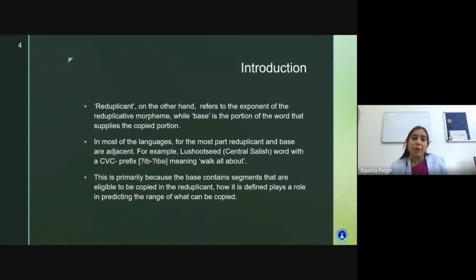This is primarily because the base contains signals that are eligible to be copied in the reduplicant. How the base is defined plays a role in predicting the range of what can be copied. So this is another phonological aspect of the process of reduplication. In the phonological aspect, we first look into what the base is to identify it, and then what segment qualities can be copied from the base to the reduplicant, and so on.